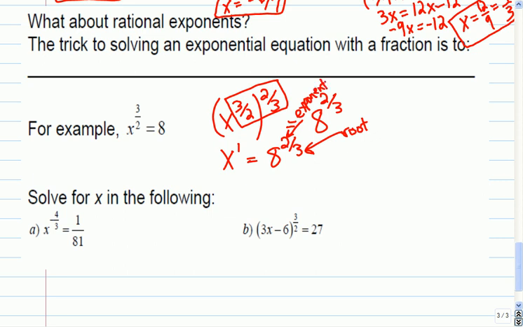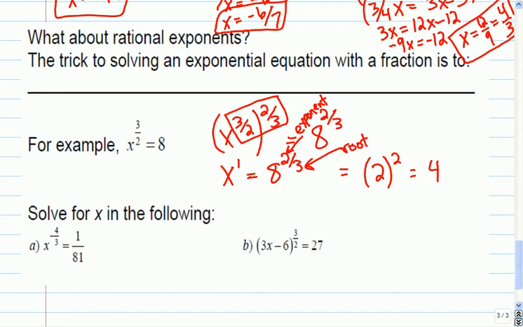Now personally, if I don't have a calculator, I like to do the root first, so the number becomes smaller, and then I do the exponent, because that way I'm working with smaller numbers. So anyway, this could be rewritten as the cube root of 8, which would be 2 squared, which is 4. So the trick here is that when you encounter something like this, you're going to raise both sides of the equation by the reciprocal.